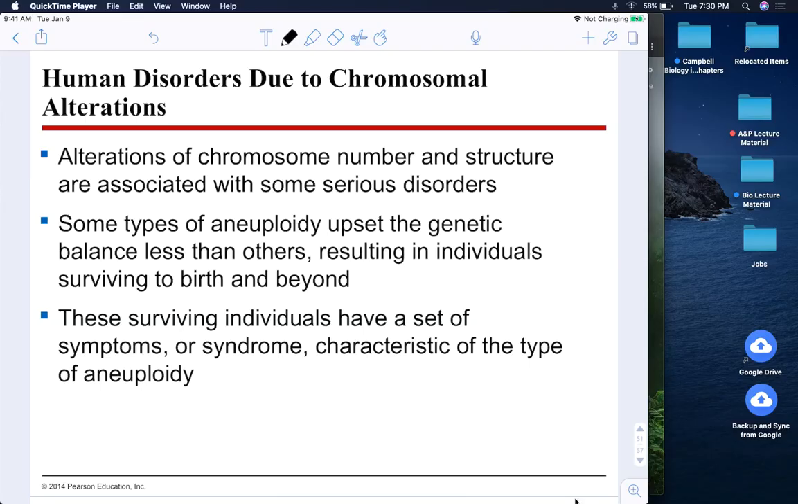So let's look at some human disorders due to chromosomal alterations. Alterations of chromosome number and structure are associated with some really serious disorders that you've probably already heard of, many of them. Some types of aneuploidy upset the genetic balance less than others, resulting in individuals surviving to birth and beyond, but maybe not their full potential lives.